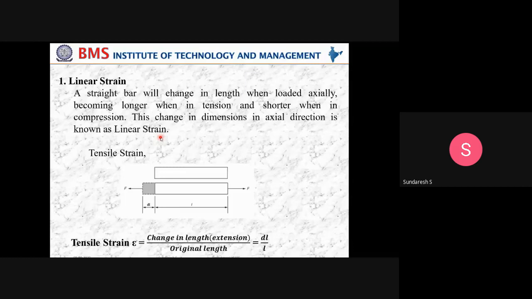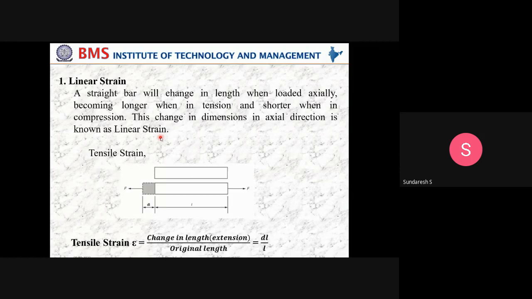In the sense, if a member is subjected to a tensile load or a compressive load, as I have already discussed in the previous slides, the effect of tensile stress is to increase, stretch or elongate the member, whereas the effect of a compressive stress or a compressive load is to shorten or contract the member.